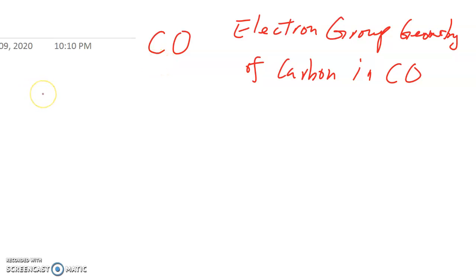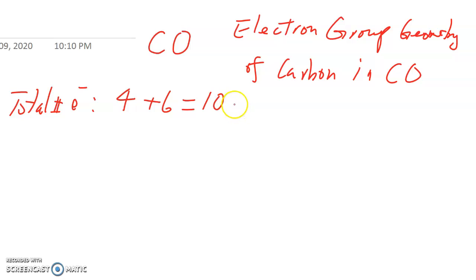In order to do that, we need to find out the total number of valence electrons. For carbon, it is 4, oxygen is 6. So totally I have 10 valence electrons. So I place them here. I first connect them with a single bond. So I used 2 electrons, and I have 8 electrons left. So I'm going to put them all in, writing it like this. So totally I would have 5 electron pairs: 1, 2, 3, 4, 5.